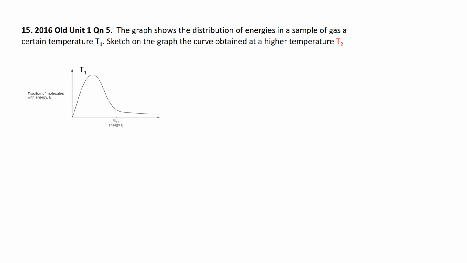So we're going to see this type of question many times. Graph shows the distribution of energies in a sample of gas at a certain temperature. Sketch on the graph the curve obtained at a higher temperature T2. Okay, and so what you see there, excuse the fact that it sticks out over there, it's very hard to control the mouse when drawing these things. The average energy is increased. This is the average energy, or actually the modal energy, at T1. This is the modal energy at T2, and the temperature spreads out the range of the possible energies.